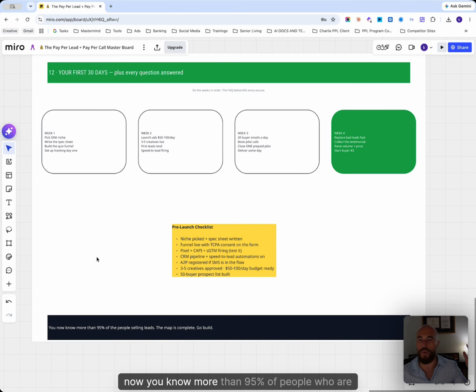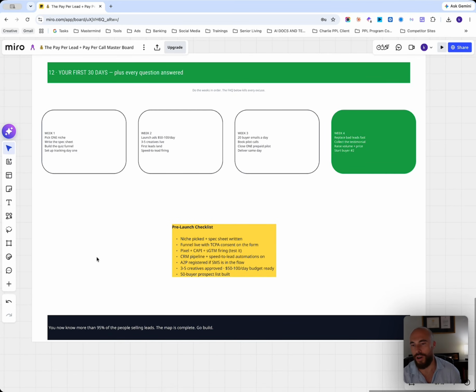Now, you know more than 95% of people who are selling leads already. So this is the whole map.